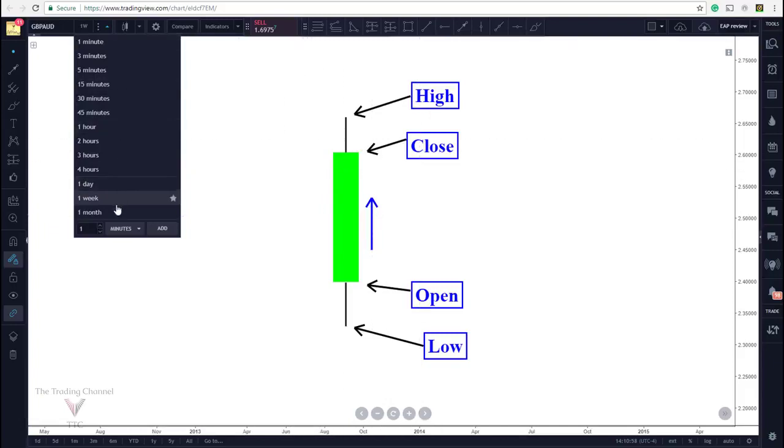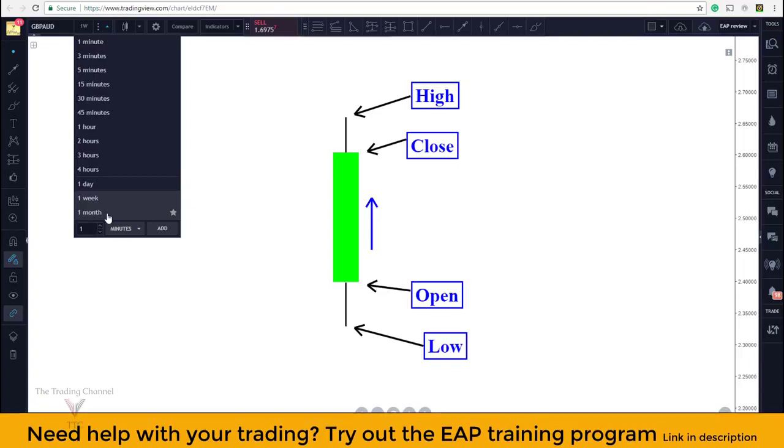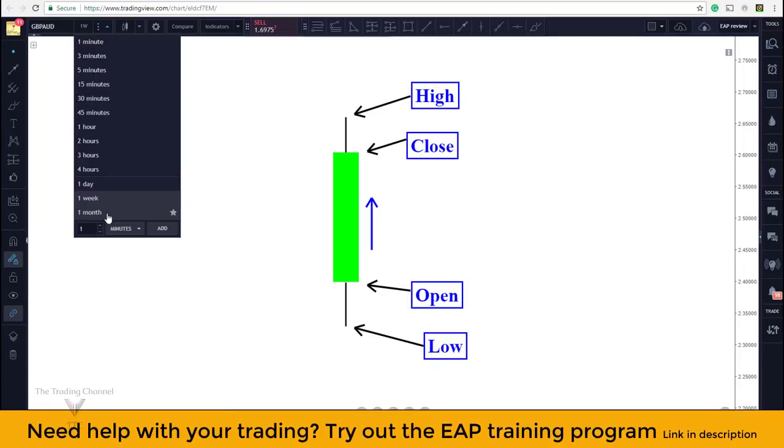And if we were on a 1 month chart, if we go all the way to the other end of the spectrum, then the same rules apply. If we were to click this 1 month chart here, then each candlestick on that chart would represent 4 weeks of price action.